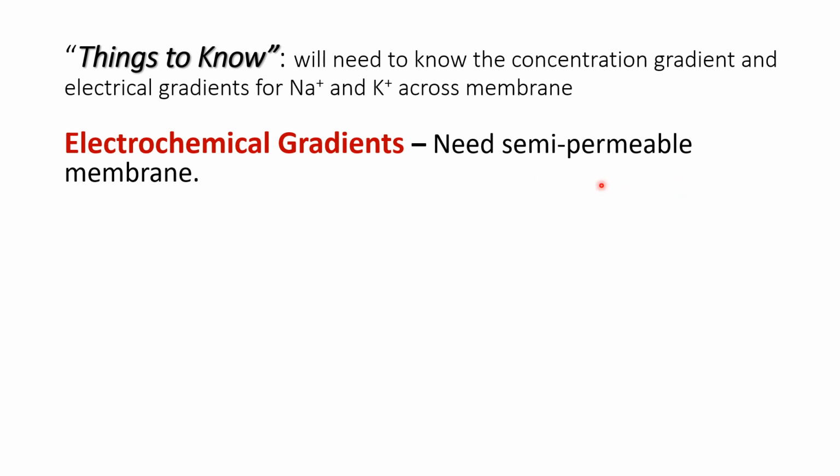It says we need a semi-permeable membrane. Semi-permeable means it lets some things in and doesn't let others. I like to say permissible rather than permeable. I do that because, again, what are we allowing across the membrane and what aren't we? Some things we allow, some things we don't. And that's partly how we make these electrochemical gradients.